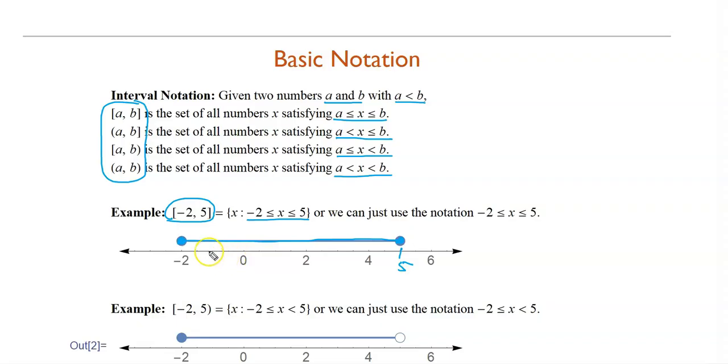So it would be numbers like -1.5, 1.7, 2.8, 4.9, and 5 as well.